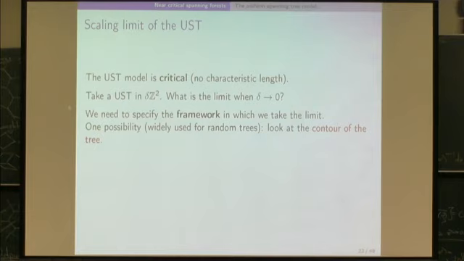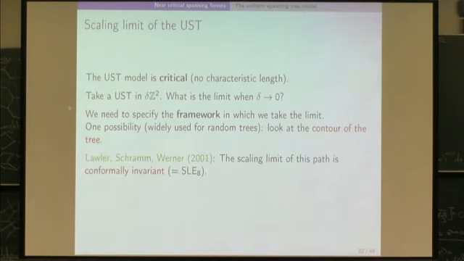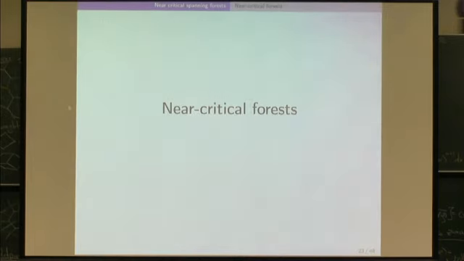So one possibility, which is quite common for random trees, is to look at the contour of the uniform spanning tree. And it was proved by Lawler, Schramm, and Werner that the scaling limit of this path, which goes along the contour of the tree, is conformally invariant and is SLE8. But we will see in a moment that, in fact, we use another topology which will be more suitable for what we are doing.